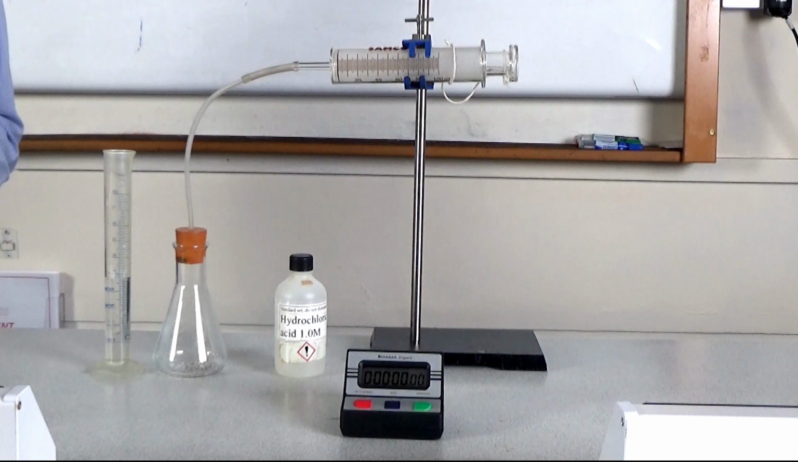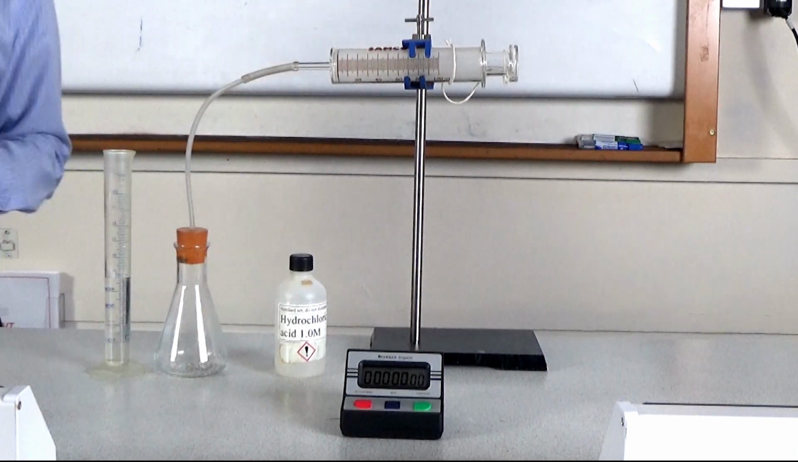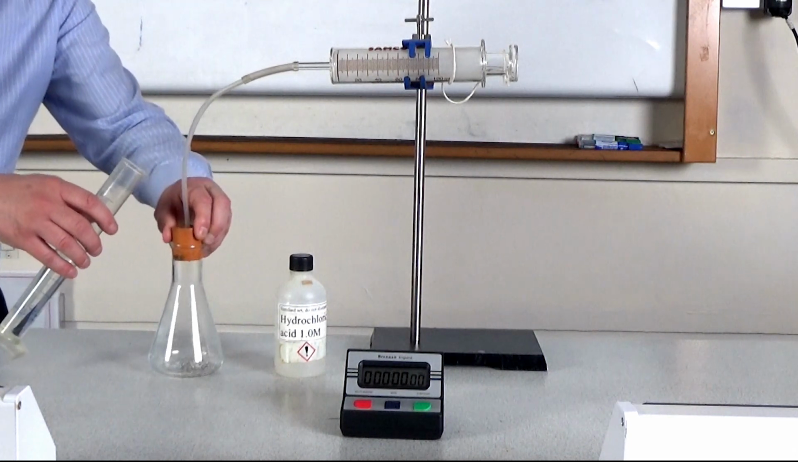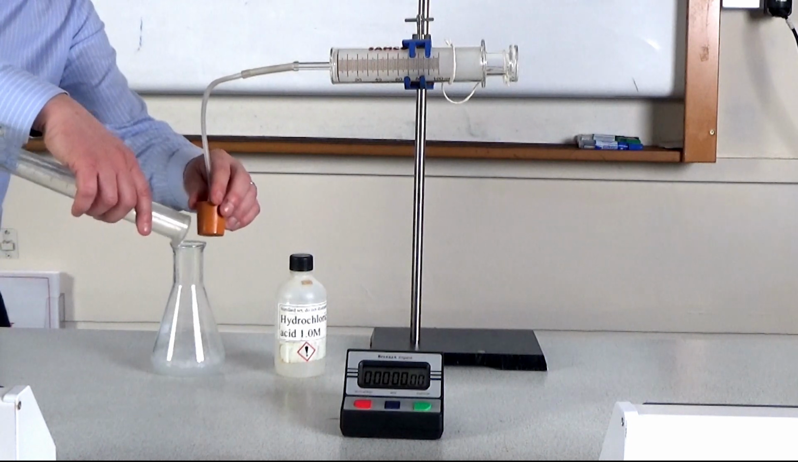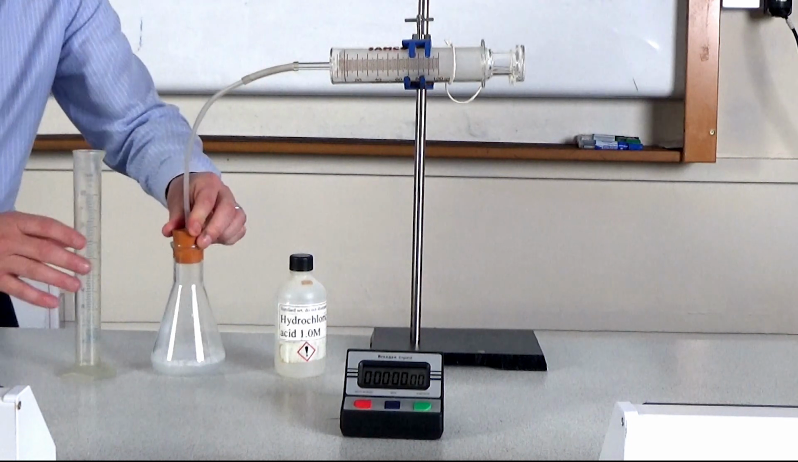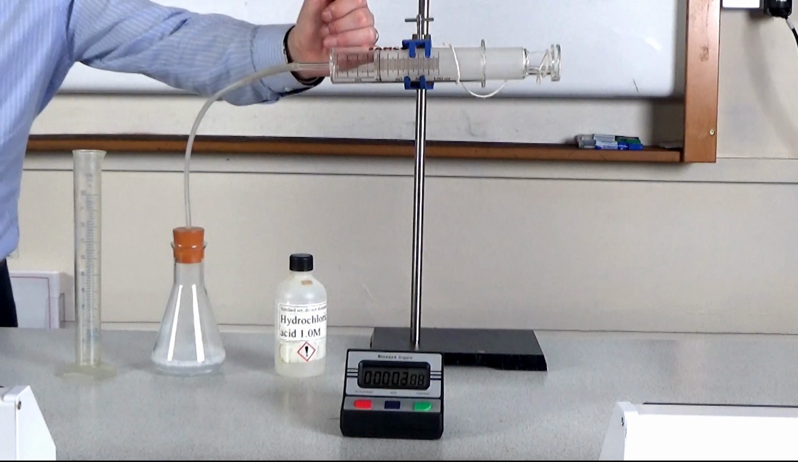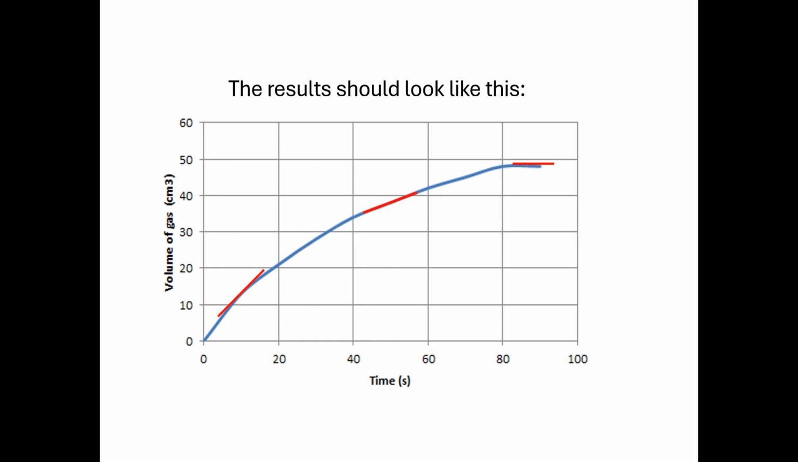One way of measuring the rate of reaction if a gas is produced is to use a gas syringe. So I've got a conical flask connected to the gas syringe, and in the flask I've already got some magnesium. I'm going to add to it 50 centimeters cubed of hydrochloric acid, and as soon as that's in, I'm going to make sure I start the stopwatch, and then every 10 seconds I would read the new volume of gas on the gas syringe. The results you get would look something like this.